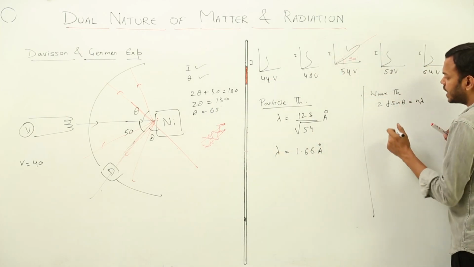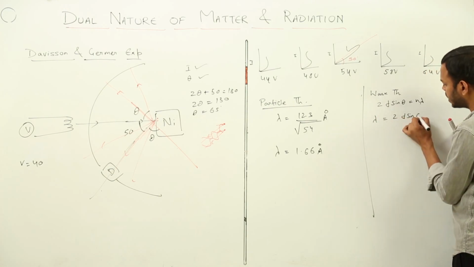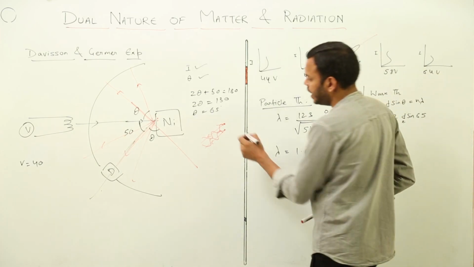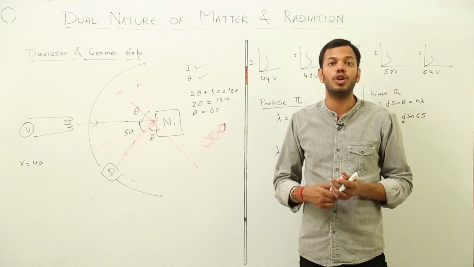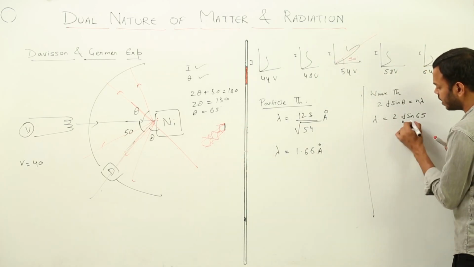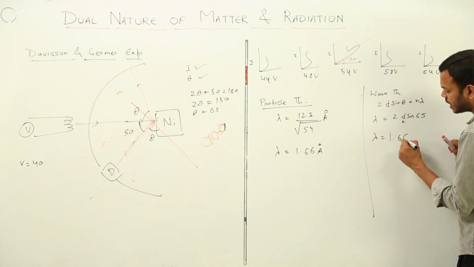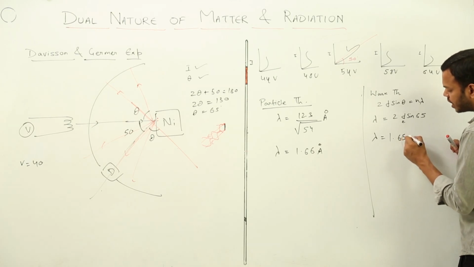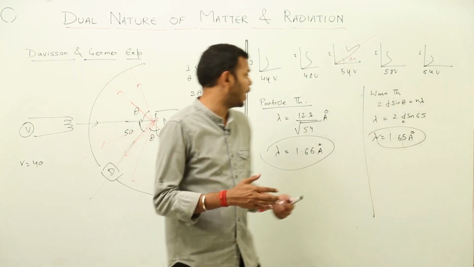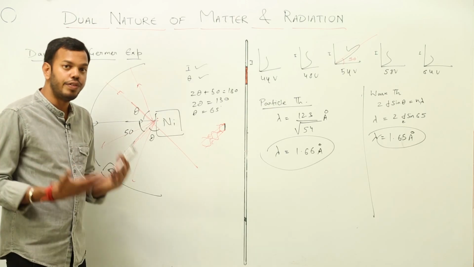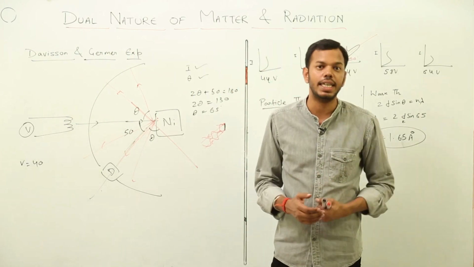So for nickel crystal, lambda was 2d sine 65, where d is the distance between these two closely placed nickel atoms. The interatomic separation for nickel crystal is 0.91 Angstrom, and if you put all the values you get the wavelength to be 1.65 Angstrom. So these two results were in huge coherence, and that is why it was established that electrons have dual nature. With this topic we conclude the chapter. We'll meet again in our next chapter.